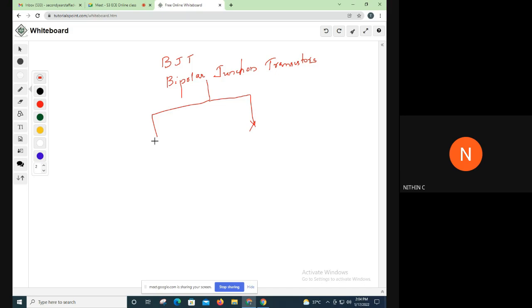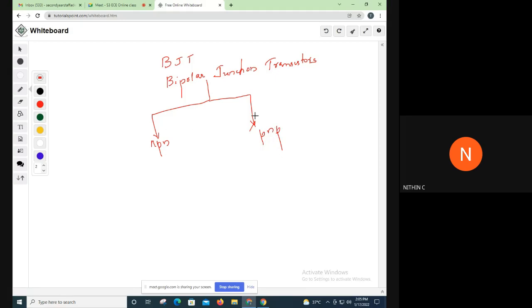Basic types of transistors. Yes, NPN transistor is there. Then you have the PNP transistors, and both of these are bipolar junction transistors.